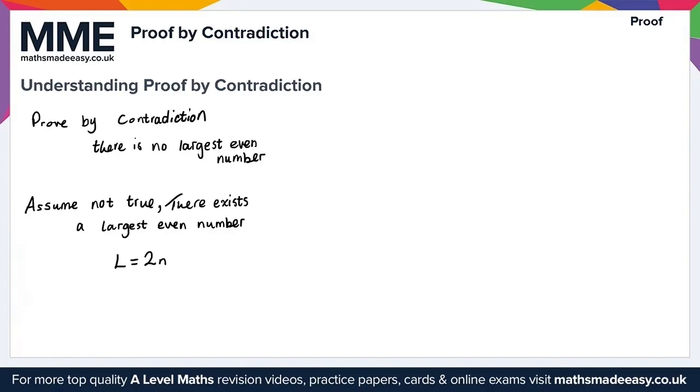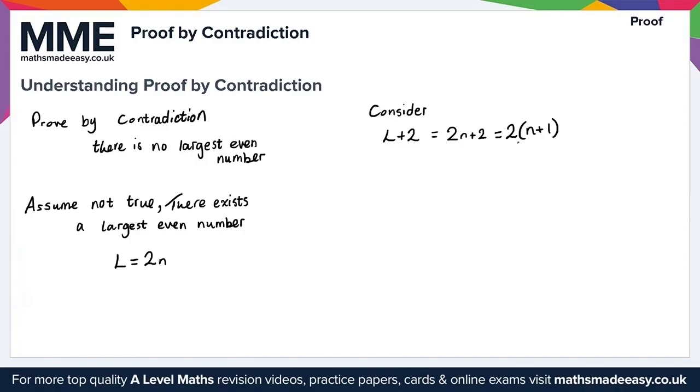So consider now L plus 2. If L is 2n, that's going to be 2n plus 2. We can easily show that this is an even number by factoring a 2 out to write this as 2 bracket n plus 1. Clearly, this is even because we can write it as a multiple of 2, and therefore it's in the 2 times table.